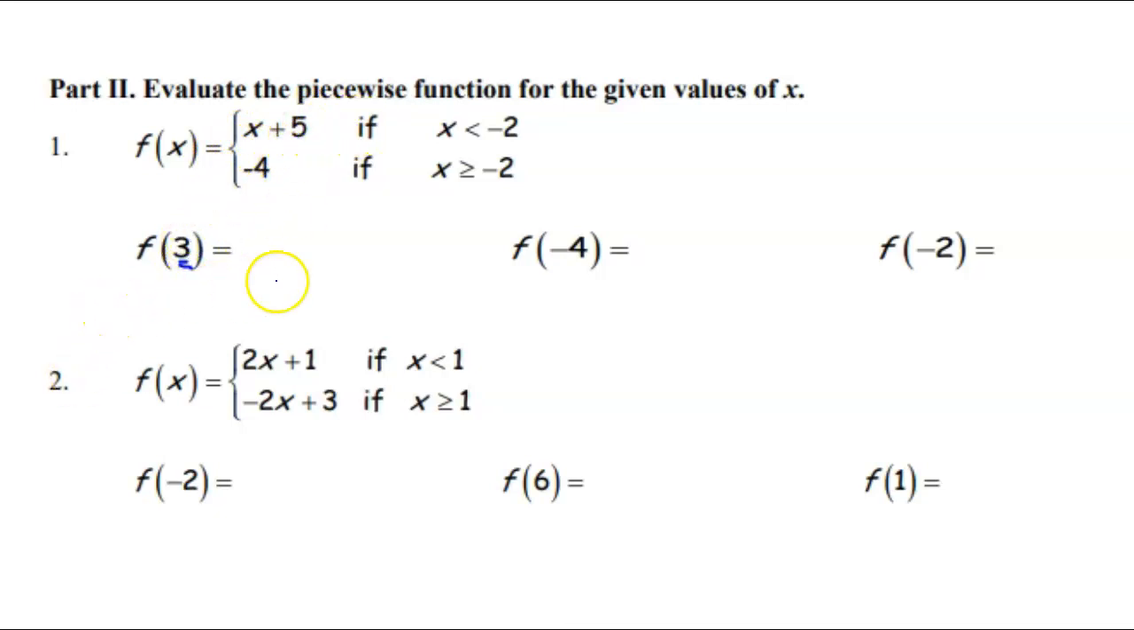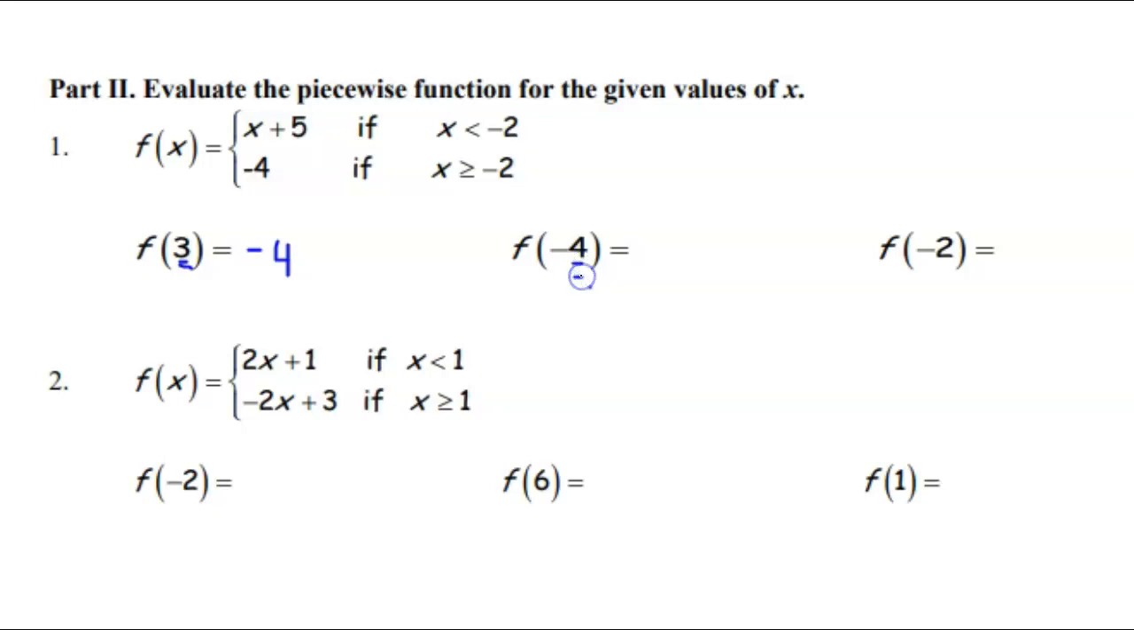So the directions say that when x is greater than or equal to -2, I should be right here at -4. So that means if I plug in a value greater than -2, I need to look down at this part of the piecewise function, the second part. So f of 3, I go down to the second part of the function because my value is greater than or equal to -2. Well, that's going to be -4 regardless. Just look at the piecewise function, follow the directions.